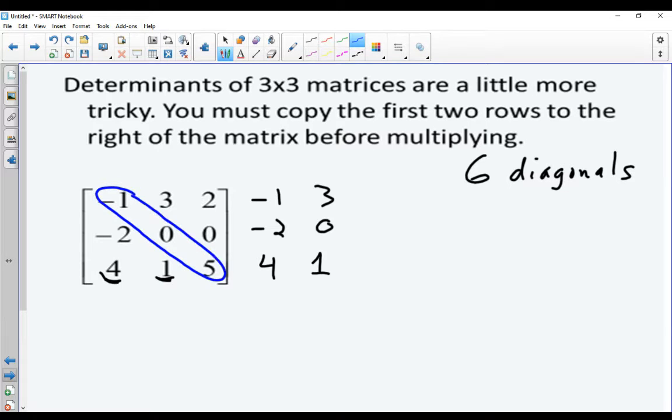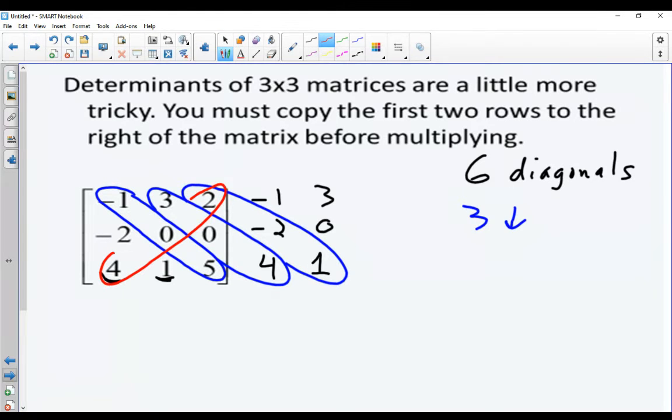Here's your first downward diagonal, and then your second, and then your third. Those would be your 3 downwards diagonals. And then your upwards diagonals would be here, here, and here. And those would be your 3 upwards diagonals. And those are the diagonals you would have to multiply to find the determinant. Now let's show our work on the next slide.